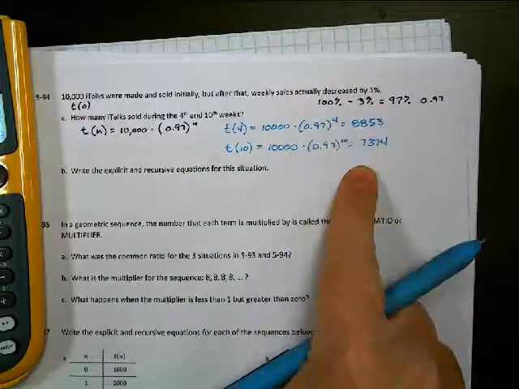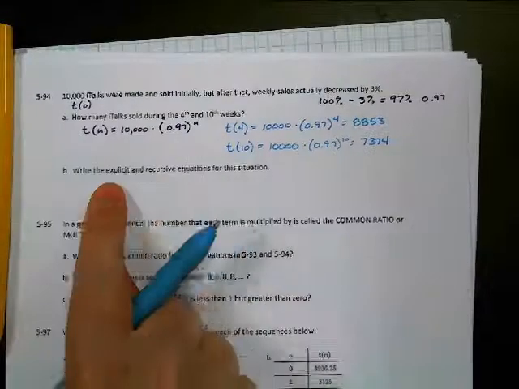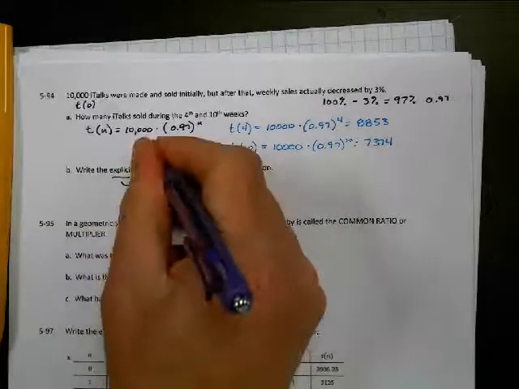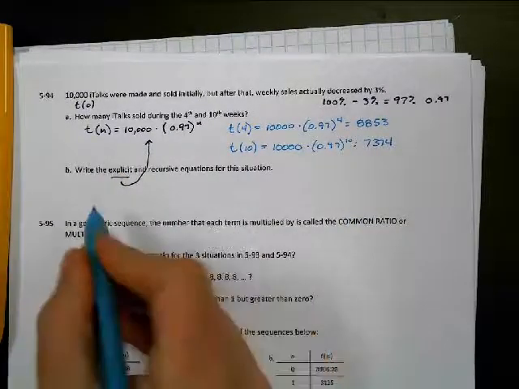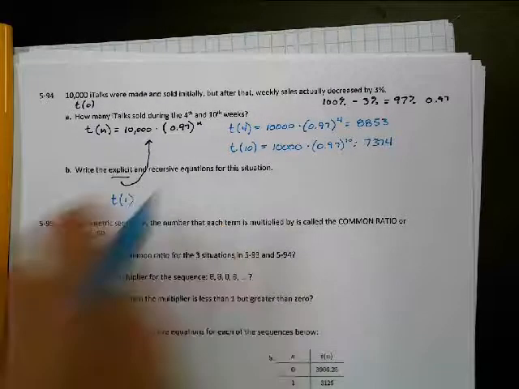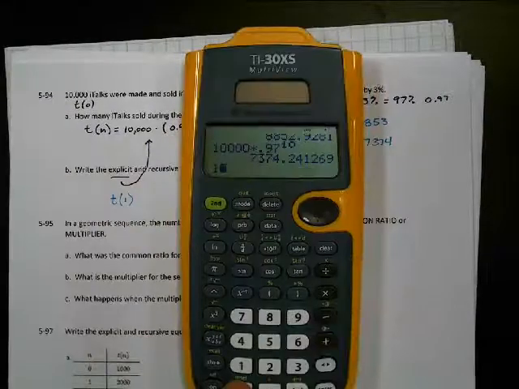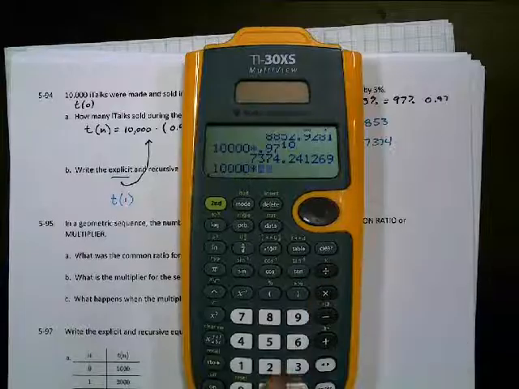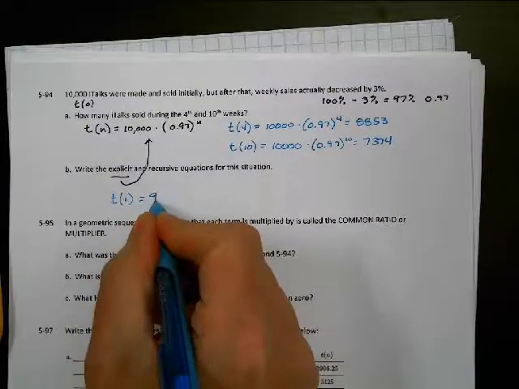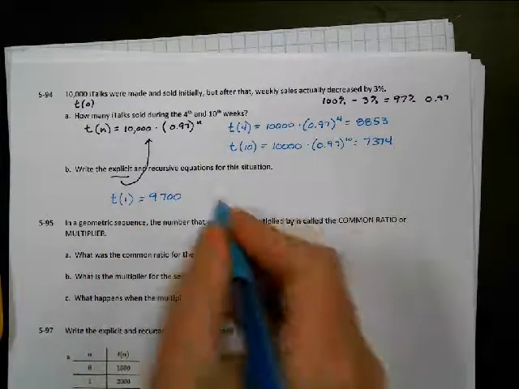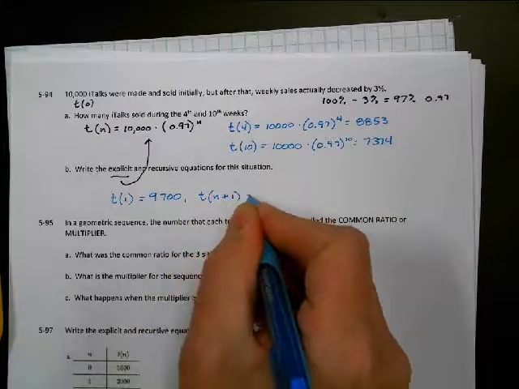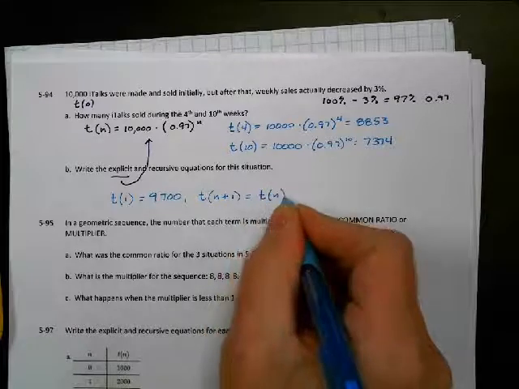Write the explicit and the recursive. Well, I already did the explicit. It's right there. The recursive for this, remember, we need to find T of 1 first. So T of 1, I would have to first do 10,000 times 0.97, 9,700. So my first term is 9,700. And then I can say that the next term, T of n plus 1, is equal to the previous term, T of n, times 0.97.